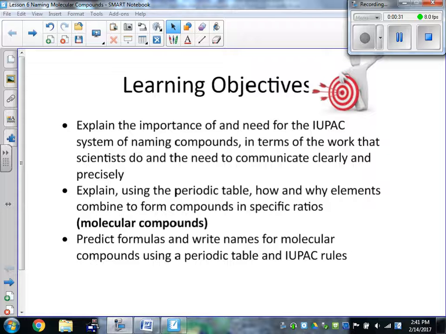Learning objectives, of course: explain the importance and need for the IUPAC system for naming molecular compounds. Using the periodic table, how and why elements combine to form compounds in specific ratios. And most importantly, today we're going to predict and write formulas for molecular compounds. Okay.